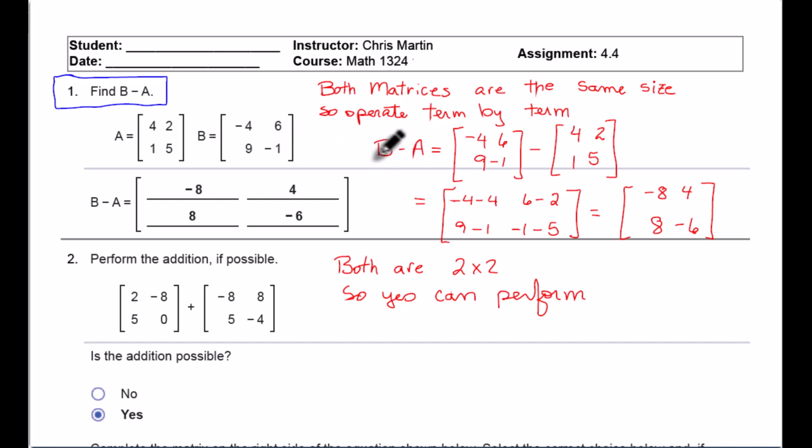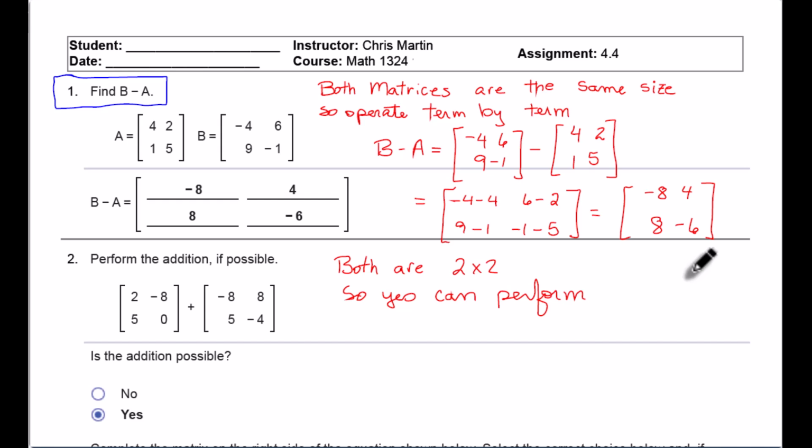So to form B minus A, I simply subtract element by element. So minus 4 minus 4, that's a minus 8. 6 minus 2, that's a 4. 9 minus 1, that's an 8. And I've got a negative 1 minus 5, and I get minus 6.